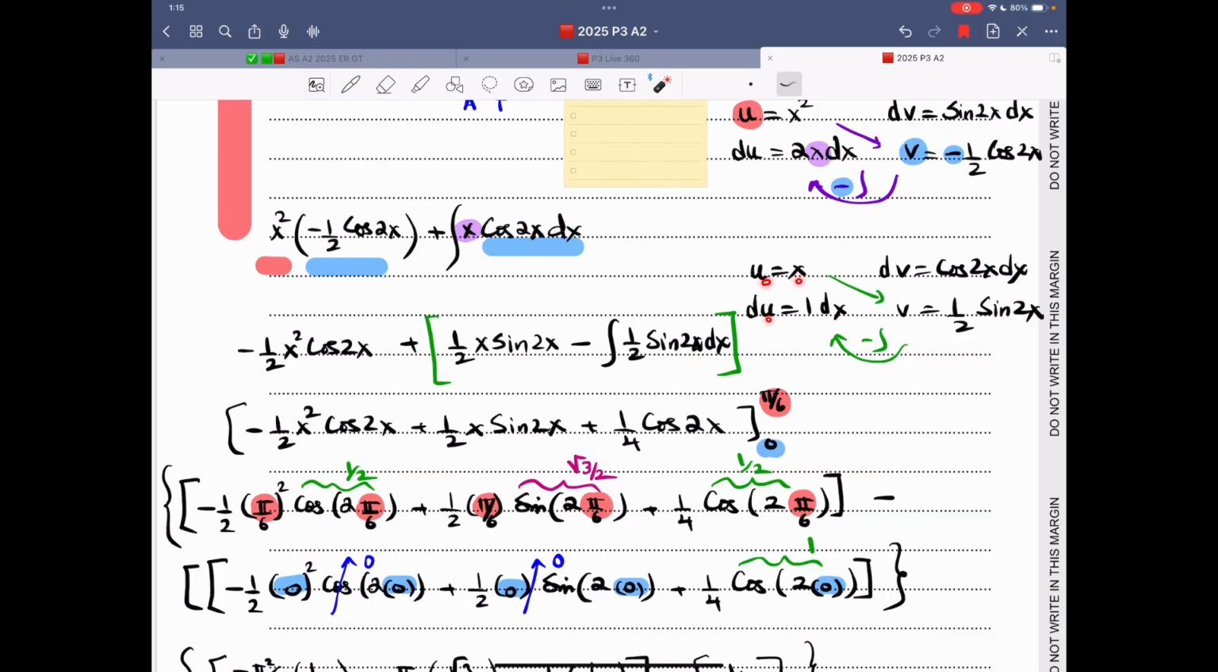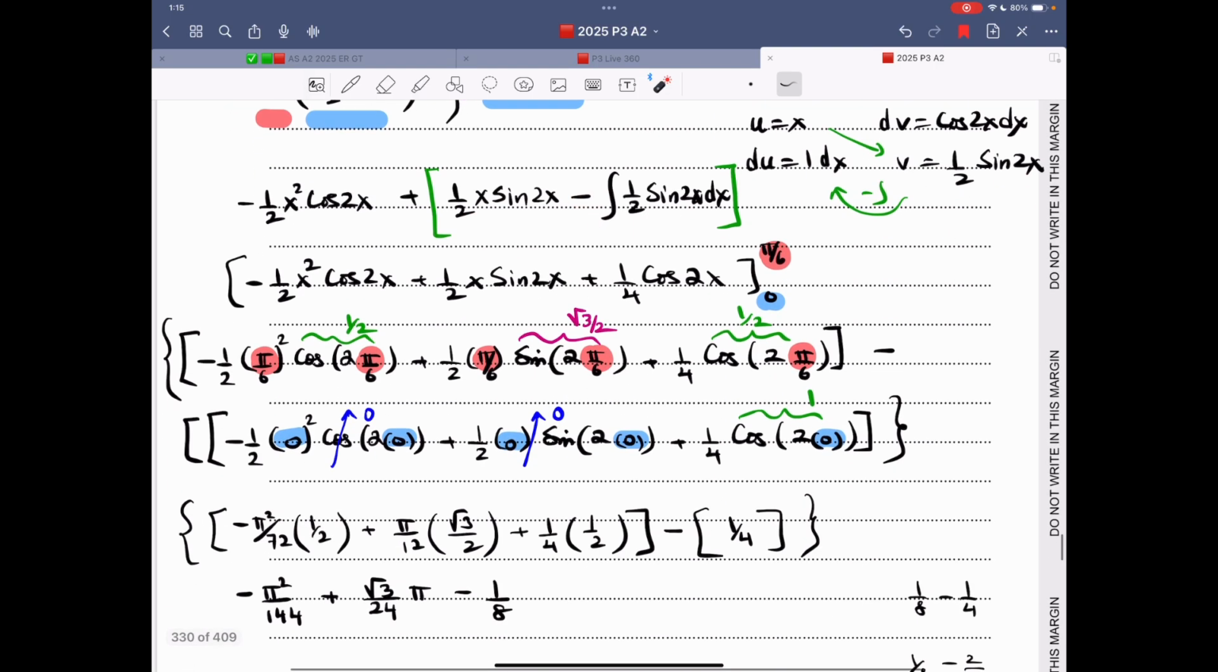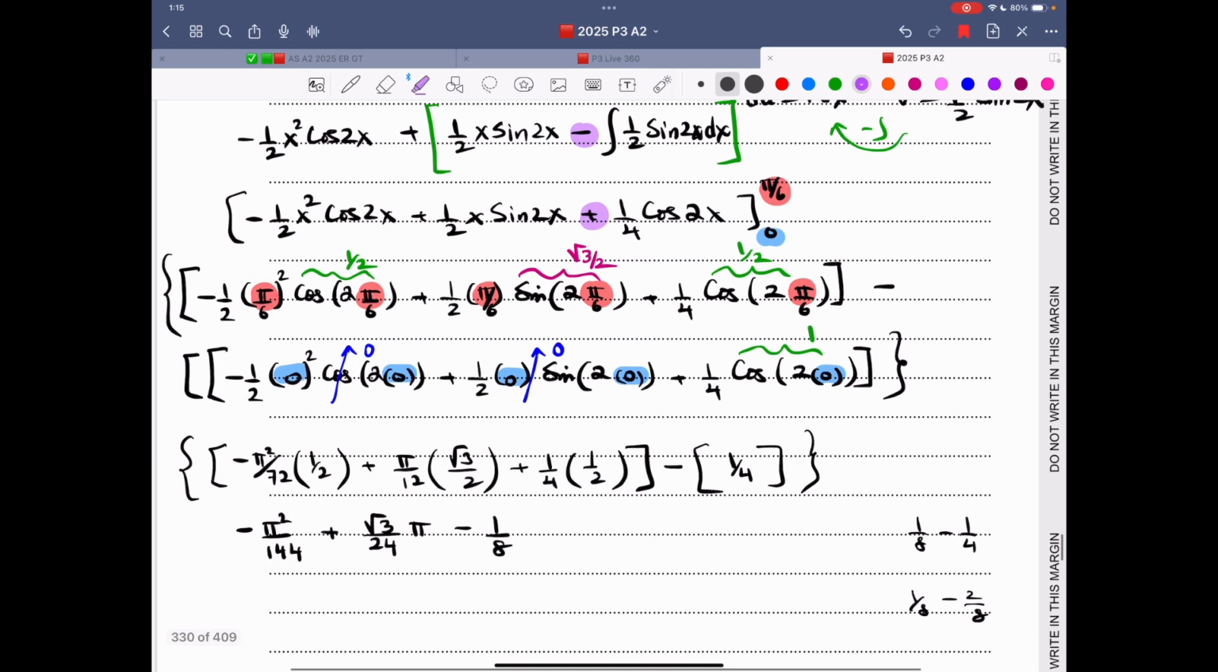So u is x, du is 1 dx, dv is cos 2x, integral of cos is positive. 2 comes out and divides. So this whole box over here is inside this green box over here. X into half sine 2x, that is half sine 2x with a negative sign on the outside. Integral of sine is negative, negative, negative becomes positive. And then you have all these things.